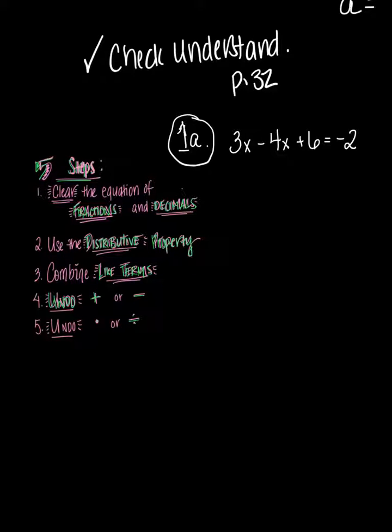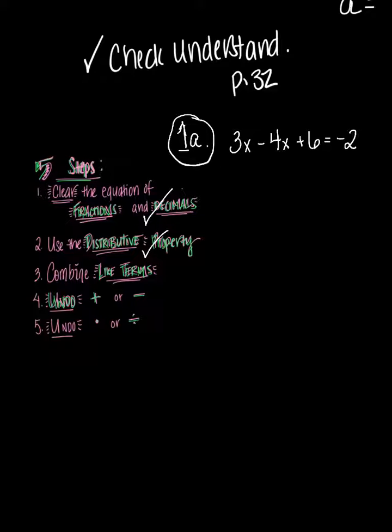Welcome back. Let's check the first one at the bottom of your note-taking guide. It's 1A, page 32. We're looking at 3x minus 4x plus 6 equals -2. Let's go through our 5 steps again. Do we have fractions or decimals? Nope, that's easy. Do I have the distributive property? Nope. I do have some like terms though. What are my like terms? Hopefully you said 3x minus 4x. So let's look at that.